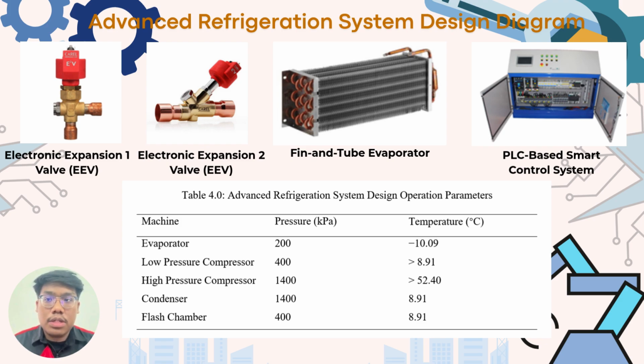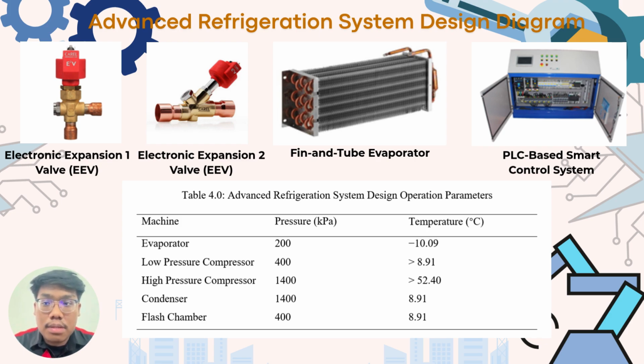The electronic expansion valve is used to precisely control the refrigerant flow into the evaporator. This improves the system stability and ensures optimal performance during operating conditions. Next, the fin and tube evaporator is responsible for absorbing heat from the refrigerant space. It provides a large heat transfer surface area, which improves the cooling effect and increases the system efficiency.